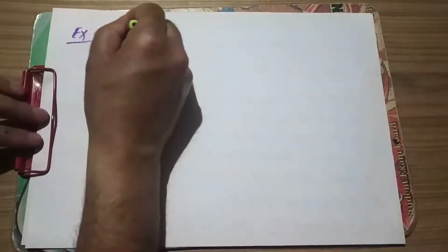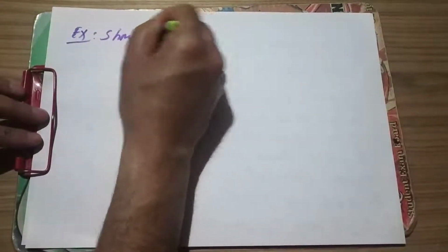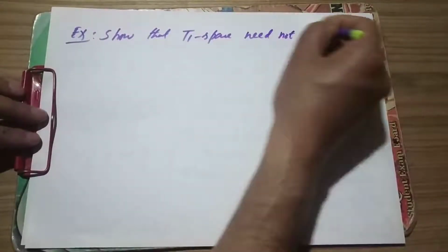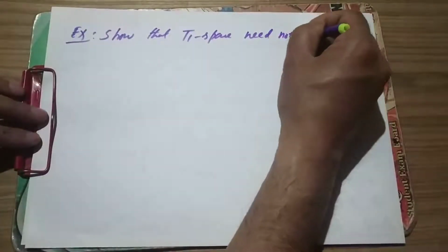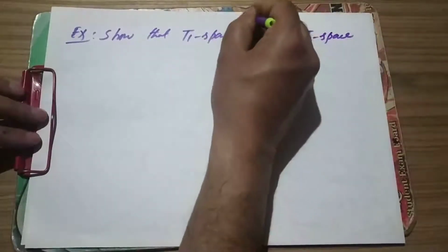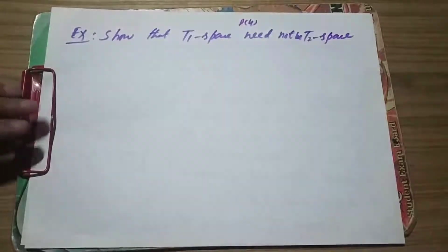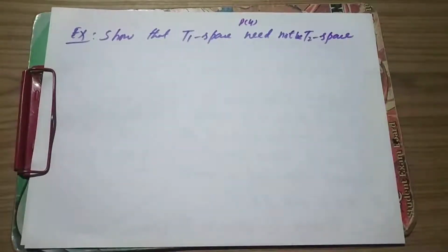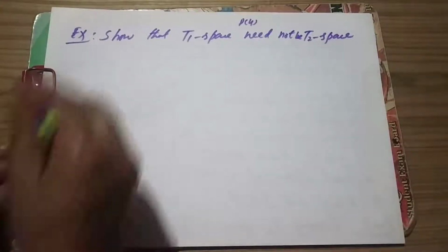Show that T1 space need not be T2 space. This is page number 4. Okay, we have a note here.